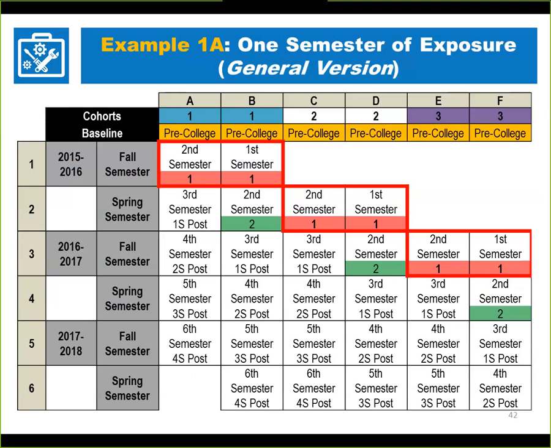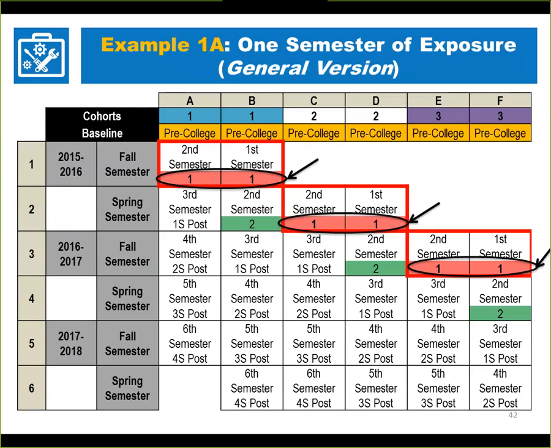In the example matrix, outcomes are measured for students in 6 cells, shown here outlined in red. These students have the same amount of exposure to the intervention. All students will have had 1 semester of exposure to their assigned condition when outcomes are measured.